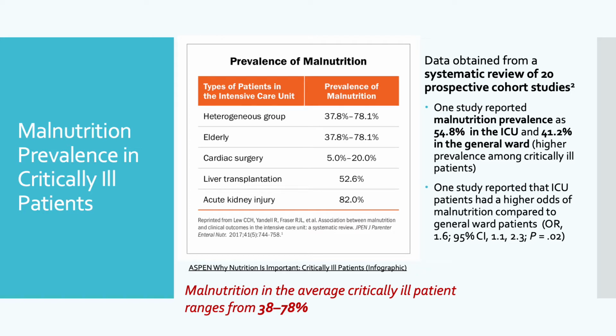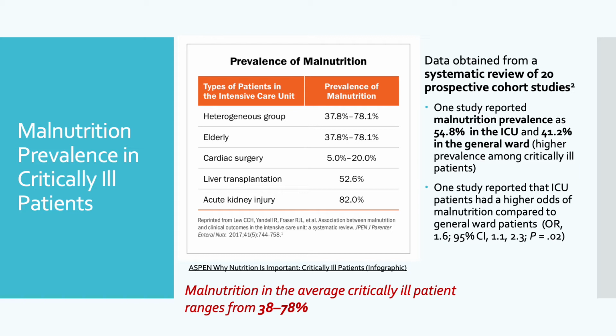So first, let's discuss the prevalence of malnutrition among critically ill patients. This data was obtained by a systemic review of 20 studies. It outlines the prevalence of malnutrition in heterogeneous critically ill patients, as well as the prevalence in specific critically ill patient populations. What I'd like to point out here is that malnutrition rates in critically ill patients vary widely, but the general prevalence among heterogeneous critically ill patients is somewhere between 38 and 78%.